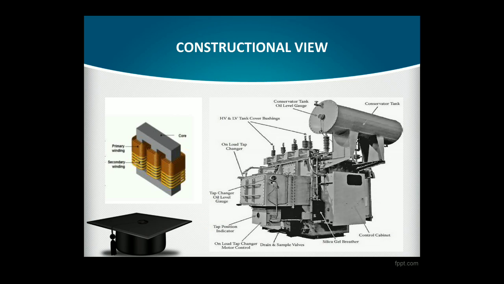And you can see here also the silica gel breather. The silica gel is used in the breather to absorb the atmospheric moisture, and at the outermost part there is a control cabinet. So this is the constructional view of a transformer.